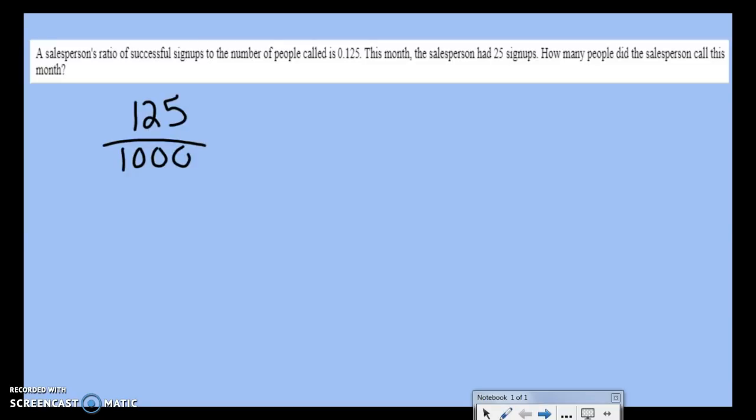Alright, so now you have to find the GCF of 125 and 1,000. Well, we know that the GCF of 125 and 1,000, you can create a factor tree if you're not sure, but it's actually 125. 125 divided by 125 is 1. 1,000 divided by 125 is 8. Okay? Now, that's the fraction portion of this ratio of successful signups. If you had 25 signups, which means you're going to replace your 1 with a 25, you've got to figure out what you multiplied times 1 to get 25, and then multiply your denominator by the same. Well, obviously, 1 times 25 is 25, so you have to do 8 times 25.